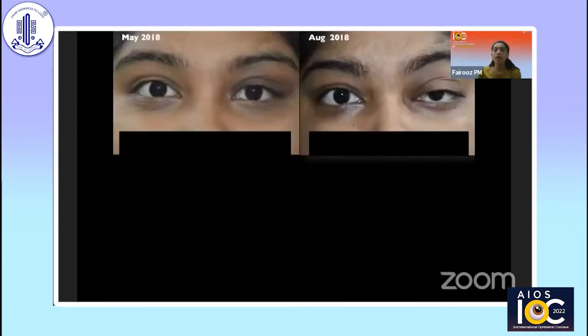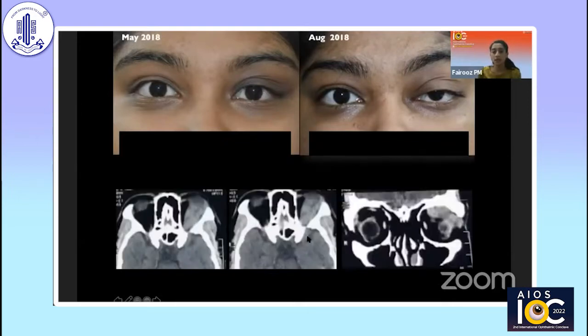So this patient had a recurrence in May 2018, and then she had a severe recurrence again. And at this point of time, we re-imaged, and we found that there was enlargement of the lacrimal gland, as well as some amount of bony erosion of the roof. And we went ahead with a biopsy at this point of time.